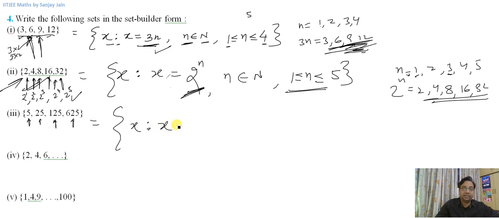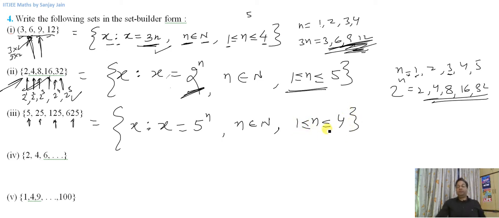So x such that x is equal to 5 raised to power n, where n belongs to natural numbers and the values n can take are between 1 and 4, including 1 and 4. Okay, so n is greater than or equal to 1, less than or equal to 4.